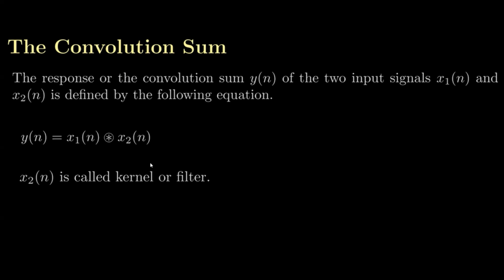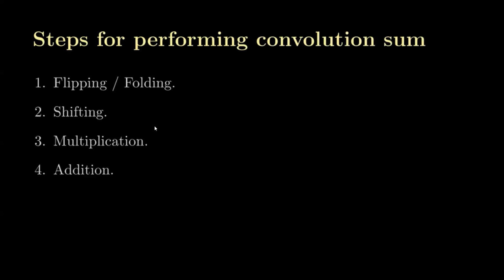According to the equation, when we convolve x1 of n and x2 of n, we obtain the output signal y of n. An important point to note is that x2 of n is the second signal in the convolution process and is often called the kernel or the filter. The signal x1 of n is the first signal. In order to perform convolution, we always need at least two signals. Now, the key idea here is that when x1 of n and x2 of n are convolved, they produce an output sequence y of n.